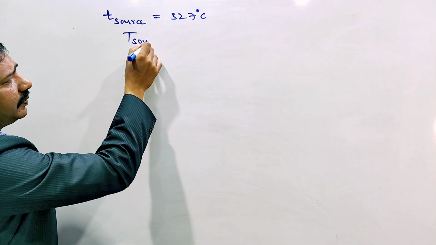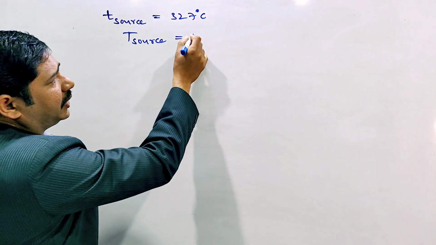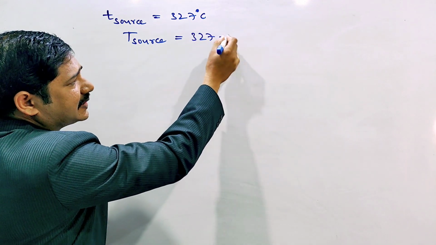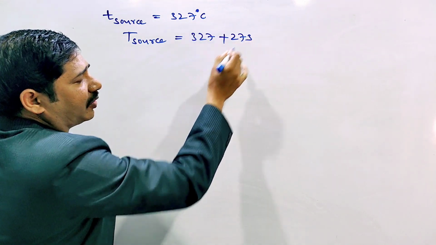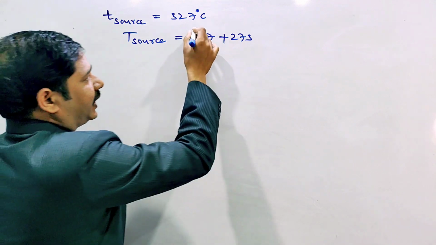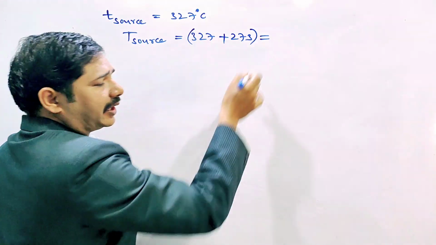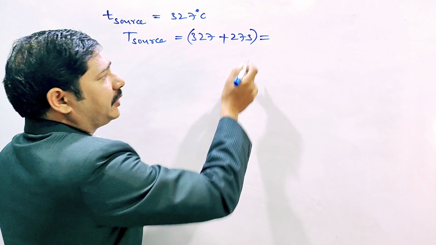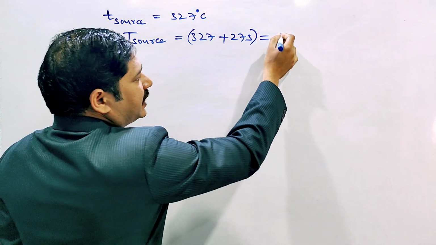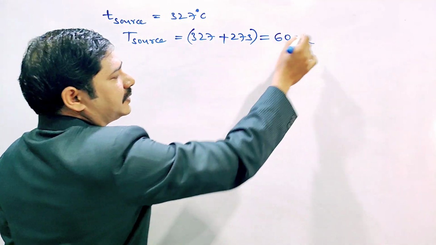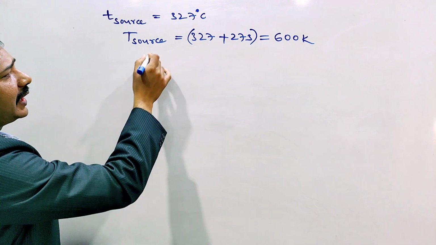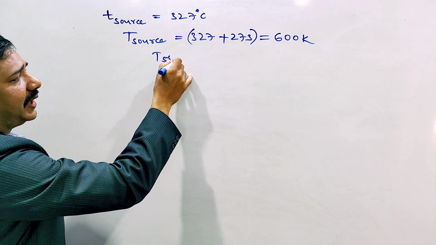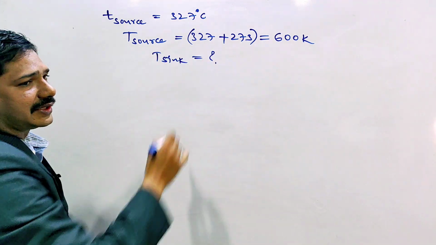T source is equal to 327 plus 273, we have to add 273, degree Kelvin. So it is converted into Kelvin. 327 plus 273, that is 600 Kelvin. 600 Kelvin. What are they asking? They are asking the temperature of the sink.